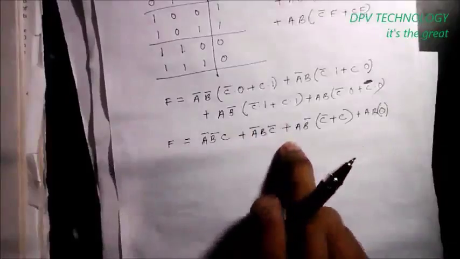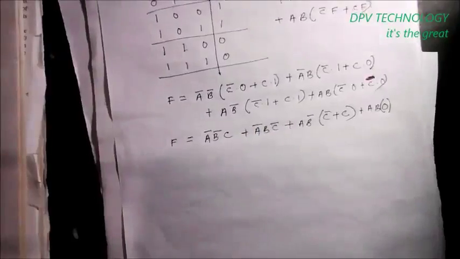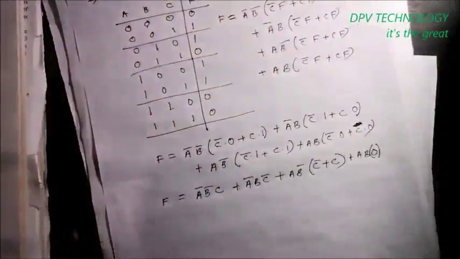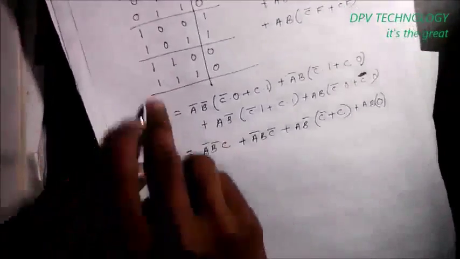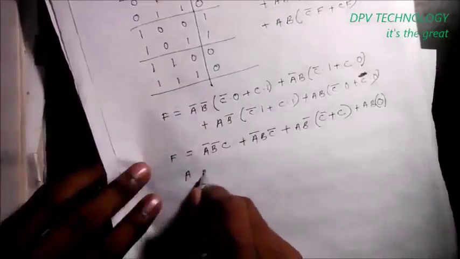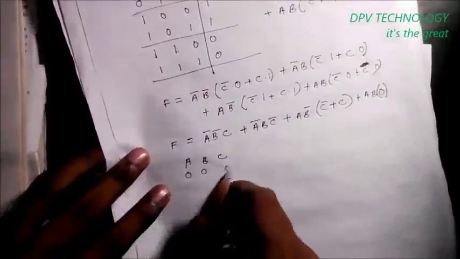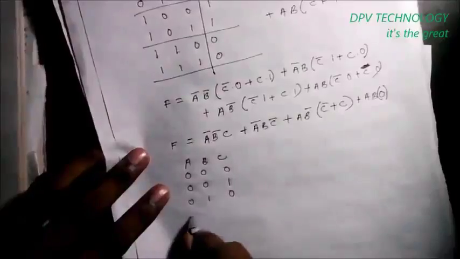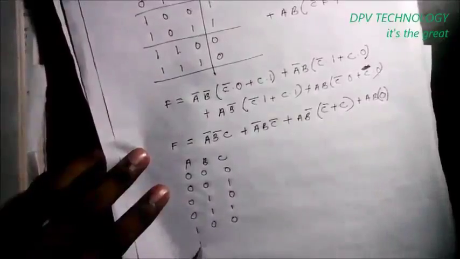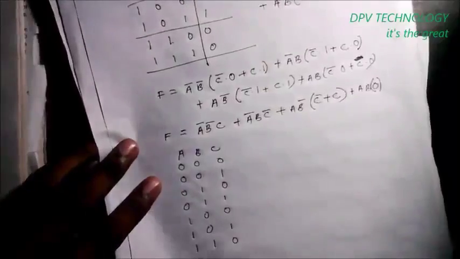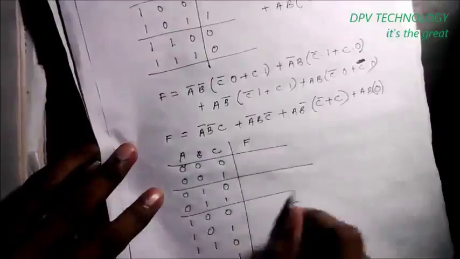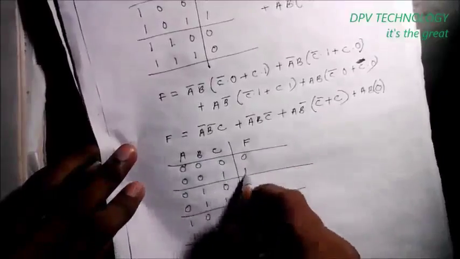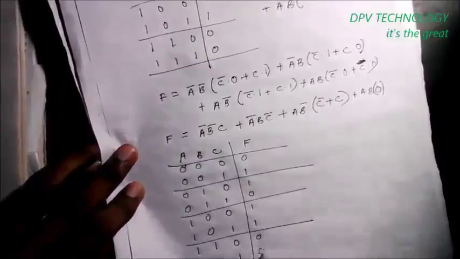Now you can get this function in a very easy way. Instead of doing all these things, you can get this directly. I am going to show you how to do this. So you see, we can get these also like this. You write A B C: 0 0 0, 0 0 1, 0 1 0, 0 1 1, 1 0 0, 1 0 1, 1 1 0, 1 1 1. And F is 0 1 1 0 1 1 0 0.